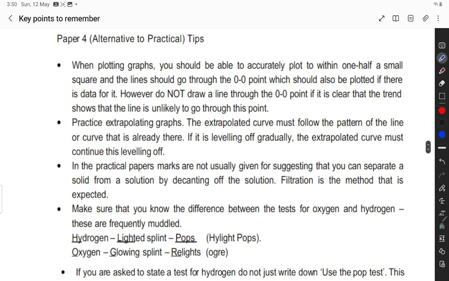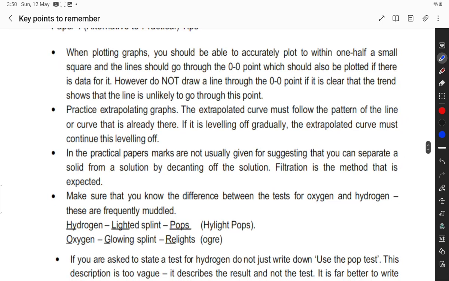Paper 4, alternative to practical tips: when plotting a graph, you should be able to accurately plot to within half a small square and lines should go through the 0,0. For example, this is the graph. This is the 0,0 line and it passes from this, which should also be plotted if there is data, and if there is a straight line like this, this is going to intersect.